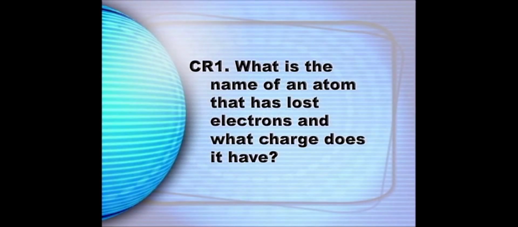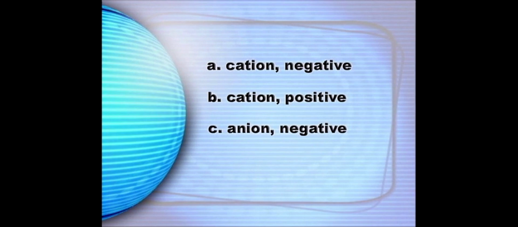Cumulative review question number 1. What is the name of an atom that has lost electrons, and what charge does it have? A. Cation negative. B. Cation positive. C. Anion negative. D. Anion positive.